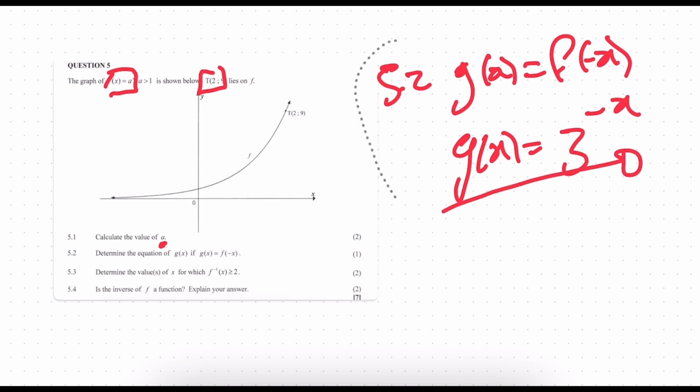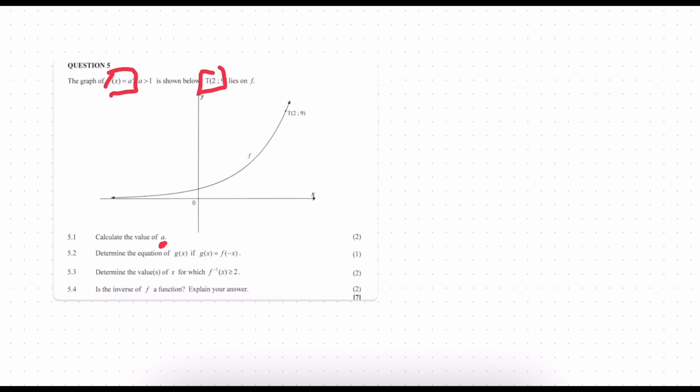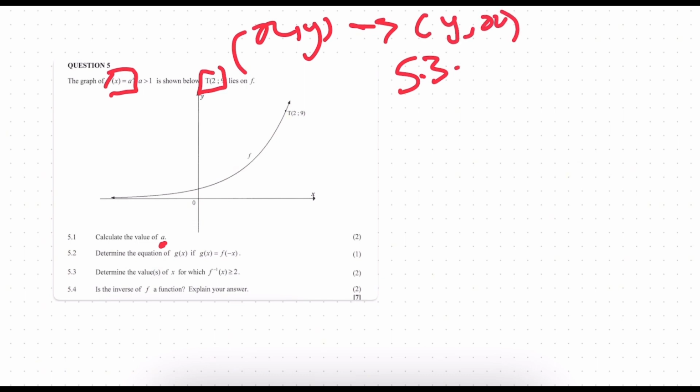And let's go to 5.3. It says determine the values of x for which f prime. So no, this is not f prime, it's more like the inverse. What is an inverse? An inverse, if you have x, y, it turns into y, x, right? So that means now you have your x being 2 and y being 9 here, right? So that means this point will turn into 9, 2 in your inverse.